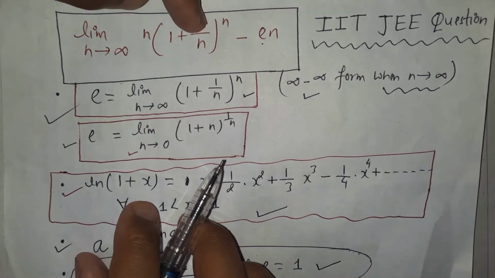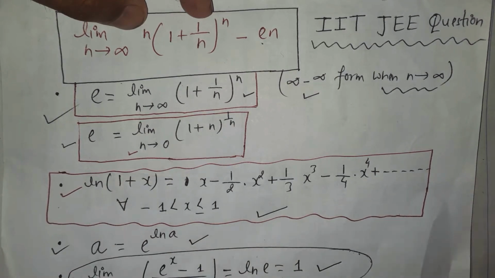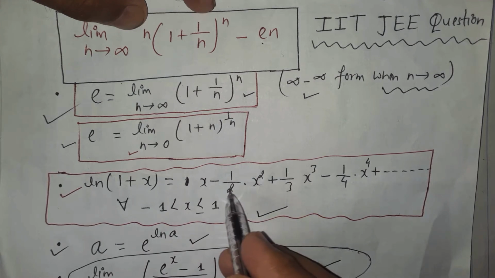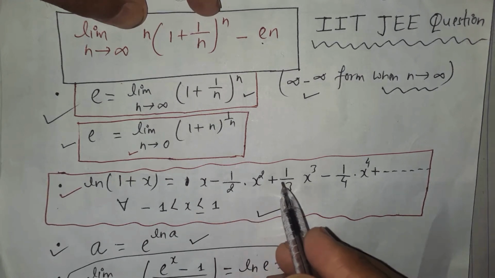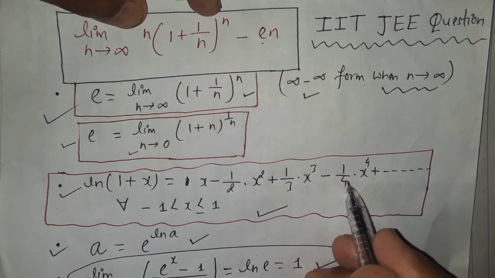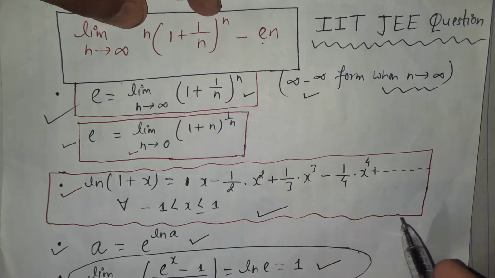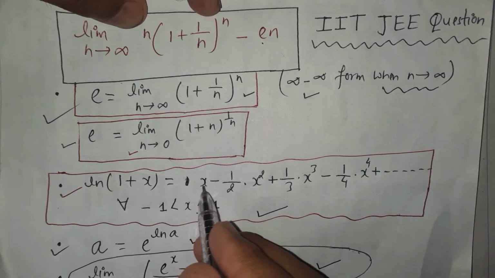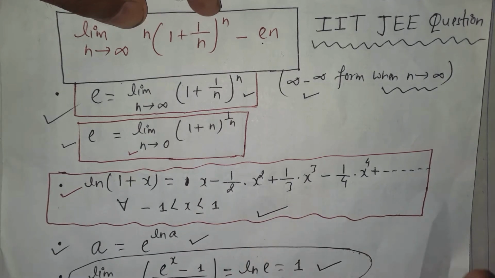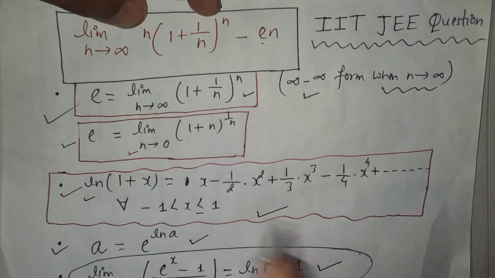The next one is the expansion of ln of 1 plus x. It is written as x minus 1 over 2 times x squared plus 1 over 3 times x cubed minus 1 over 4 times x to the fourth, and so on to infinity. Here the signs alternate: plus, minus, plus, minus. This is the expansion of ln of 1 plus x. Please memorize this formula also.